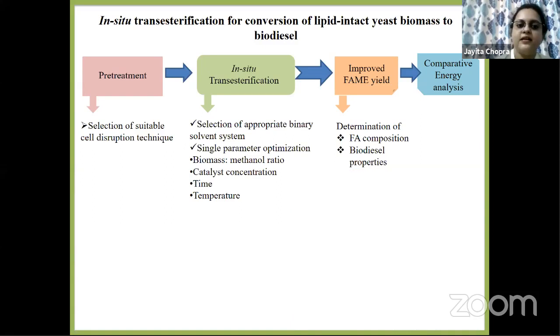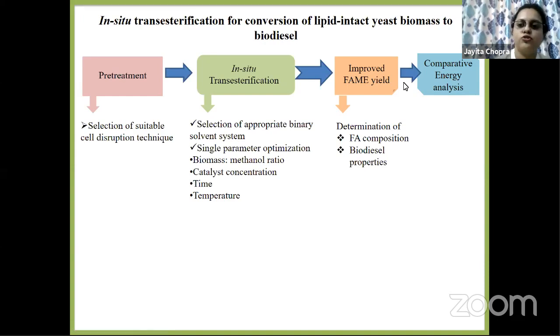And next, the critical in situ transesterification parameters were optimized, like the biomass to methanol ratio, how much methanol we should add, the catalyst concentration, the sulfuric acid I have used, and the reaction time and temperature conditions. And then it resulted in improved yield. We achieved around 90% FAME yield after the optimization studies, and the FAME was characterized by gas chromatography and the properties were computed.